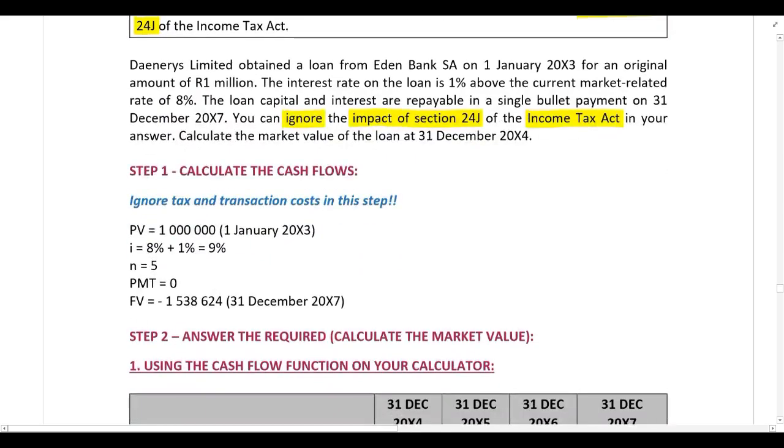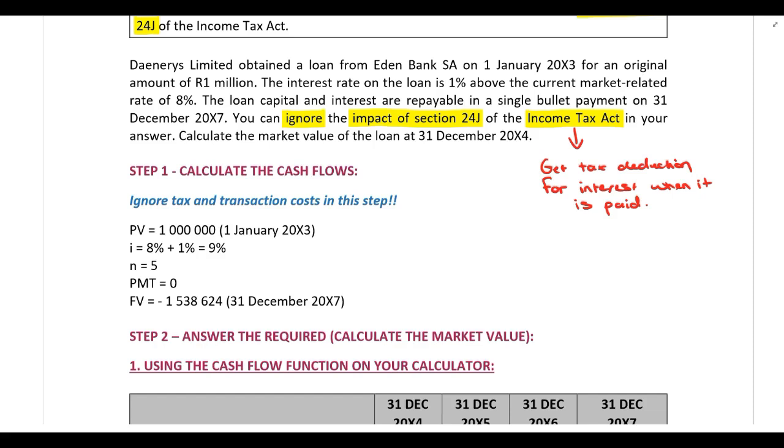Now we said with section 24J, the company gets the tax deduction for interest as the interest accrues over the period. The only difference now if you are told to ignore section 24J is you are going to get the tax deduction for the interest when it is actually paid. So if it's section 24J, you get the tax deduction as the interest accrues. If you are told to ignore section 24J, you get the tax deduction when the interest is actually paid.